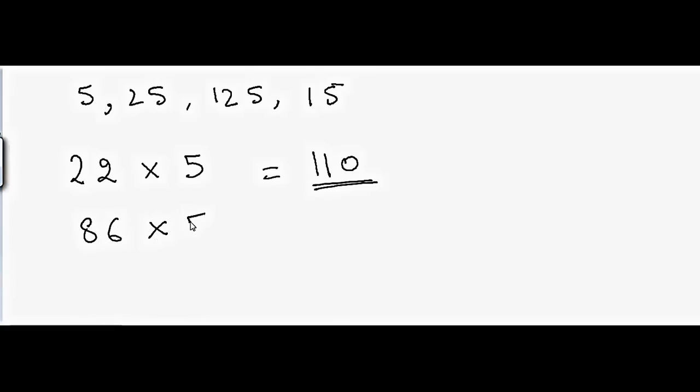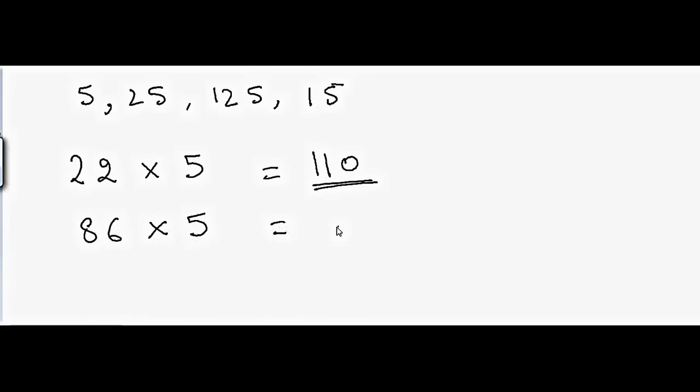In case of 5, suppose I have the number 22 and I want to multiply it by 5. All I have to do is divide 22 by 2, that will be 11, and then put a 0 in the end. So that will be my answer. Again, let's say I have 86 and I want to multiply it by 5.